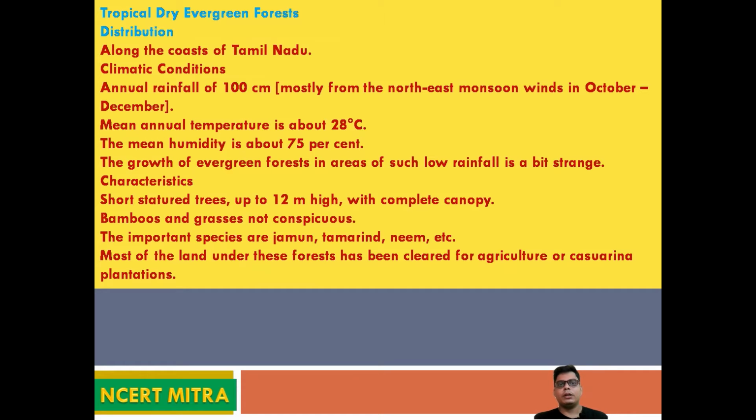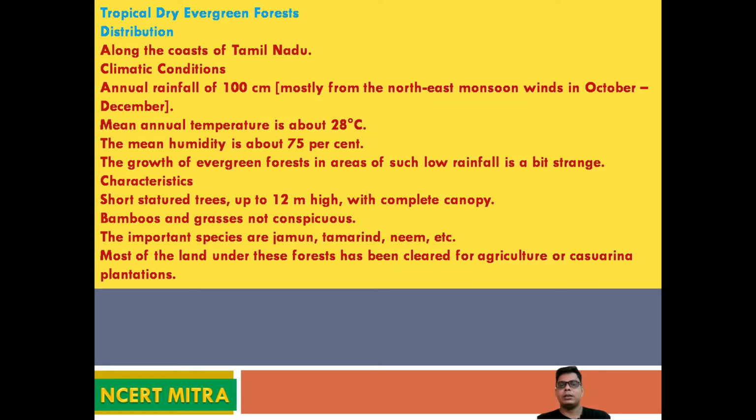Then we come to the tropical dry evergreen forest. In which area can the dry evergreen forest be found? Tamil Nadu. As for climatic conditions, the rainfall is within 100 centimeters, the mean annual temperature is about 28 degrees centigrade, and the mean humidity is about 75 percent. The growth of evergreen forest with such low rain is a bit strange.